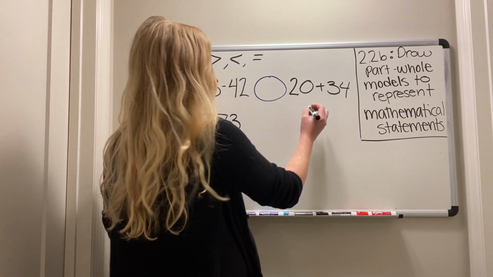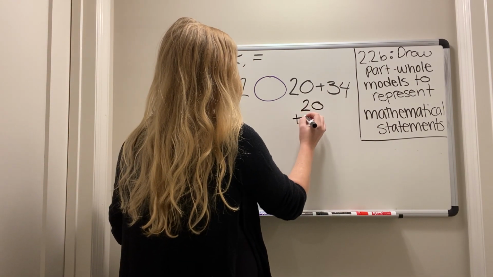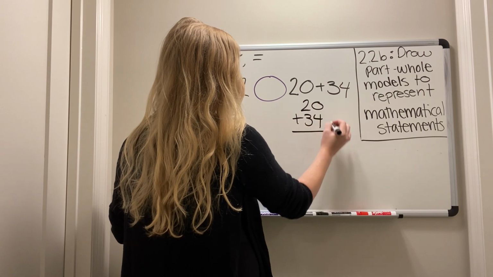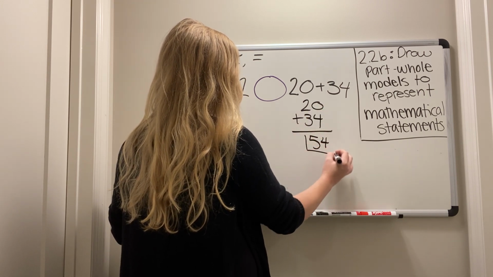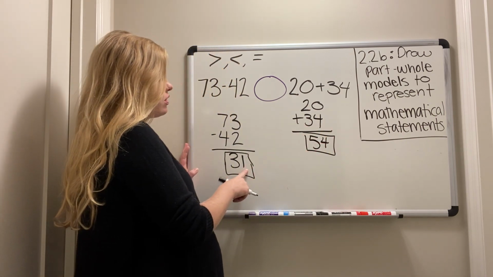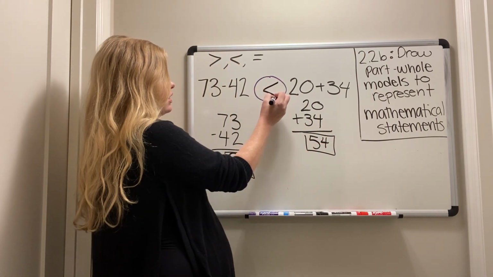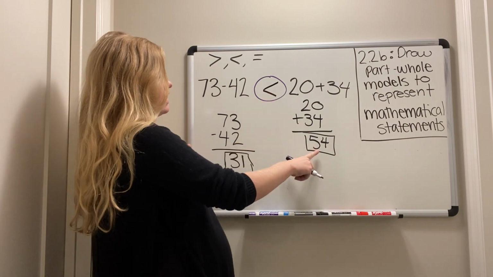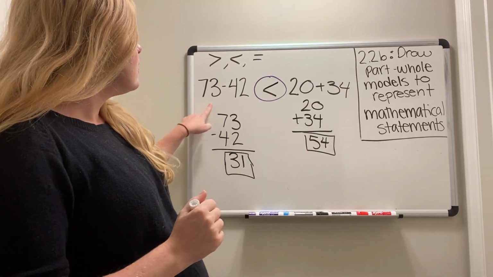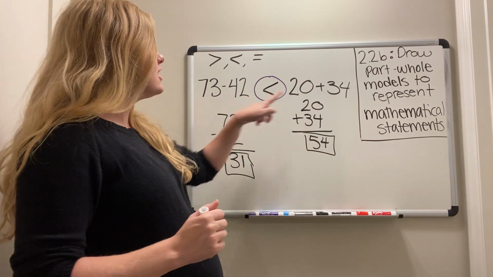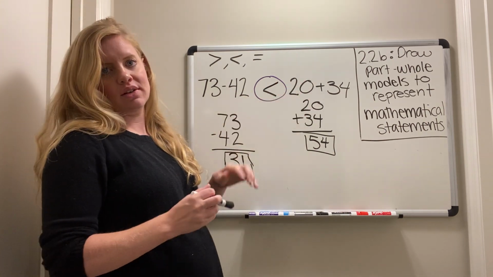Okay, 20 plus 34. 0 plus 4 is 4. 20 plus 30 is 50. Okay, so now we're comparing 31 to 54. 31 is less than 54. Again, listen to me. Make sure that you solve for both sides before you write this in.